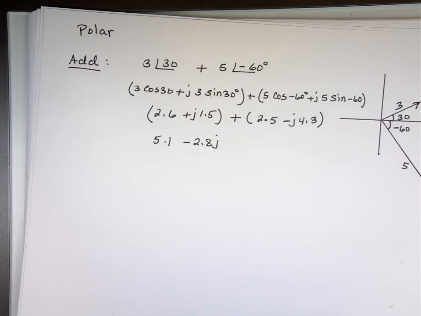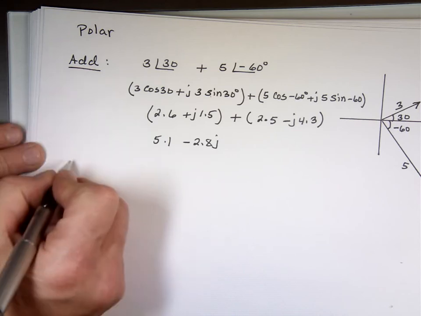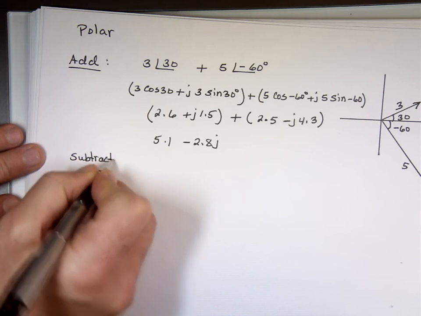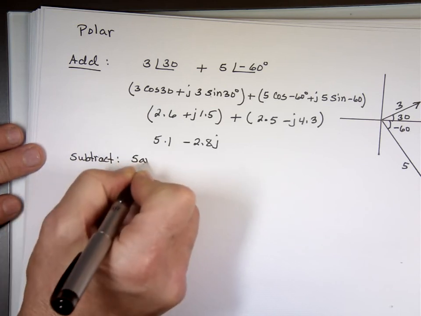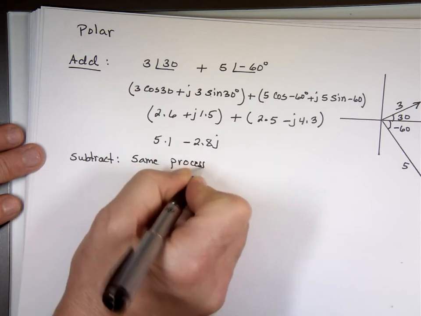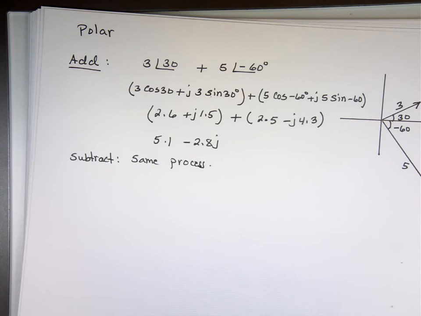In that method, the same for subtractions. If you were to subtract in polar, you still want to do the same thing. So to subtract is the same process. You got to find the rectangular values and add them or subtract them. But what's nice about polar is the multiplication and division.